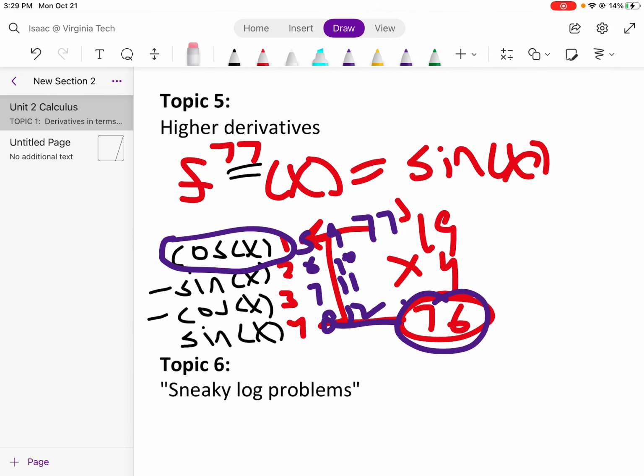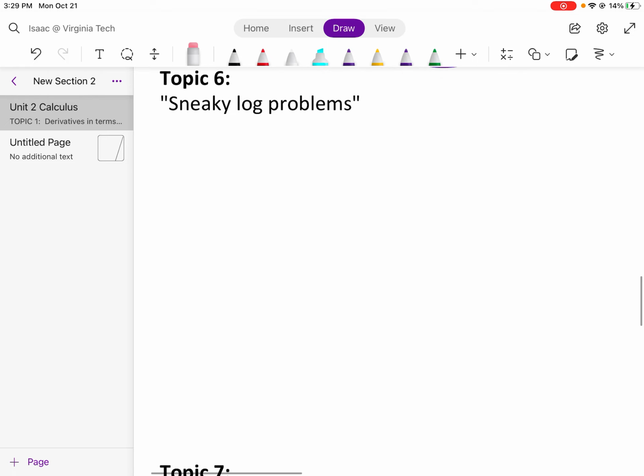So that's higher derivatives. All right, this next one is sneaky log problems. Now, if you'll just bear with me for a few seconds, I do want to pull up a problem for this one instead of just talking about it. I want to pull up an example, because this one's not going to be so easy to just talk about. I want to actually show you.